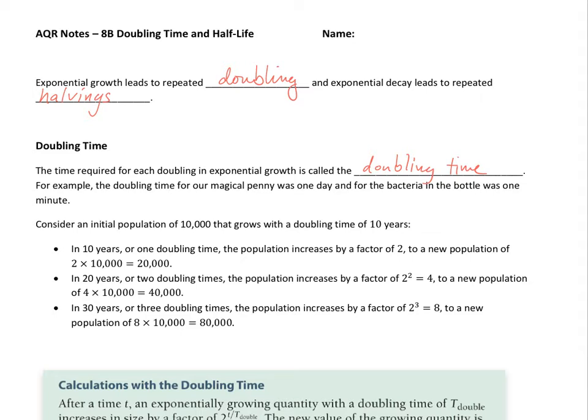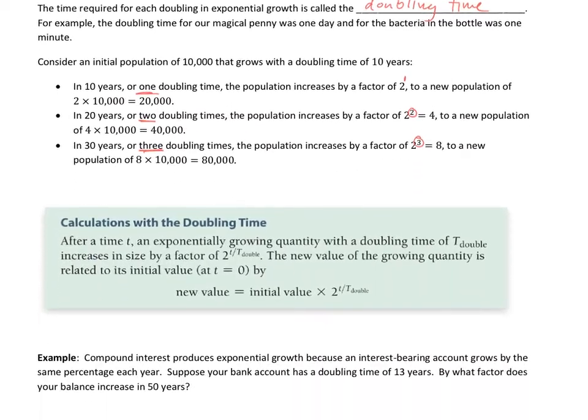One thing I want to point out is, for 1 doubling time, the exponent on 2 was 1. For 2 doubling times, the exponent on 2 was 2. For 3 doubling times, the exponent on 2 was 3. So the number of doubling times that you have is the exponent on 2. Let's take a look at what happens with the calculations with doubling time.